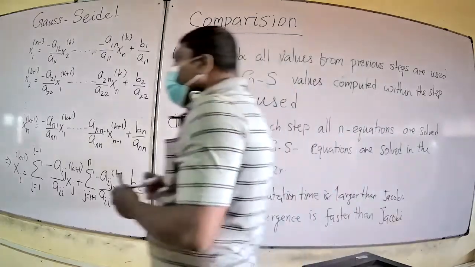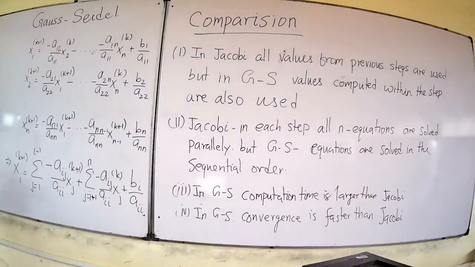Even though at each step the time taken is large, the convergence is fast. So in this method, the convergence is fast. So that is the difference.